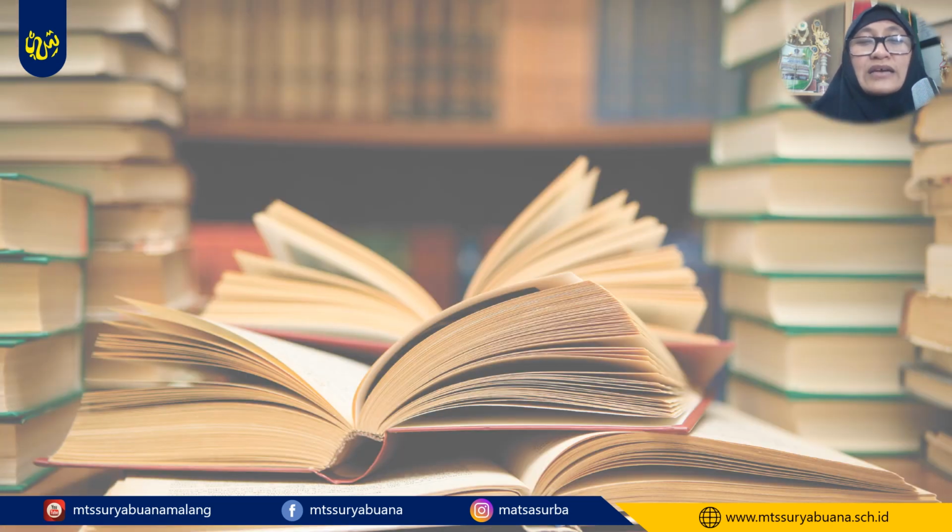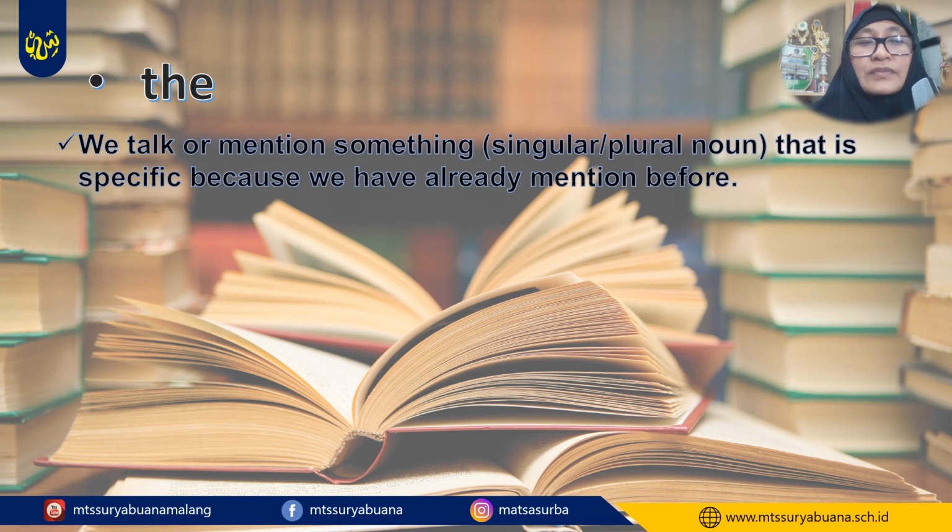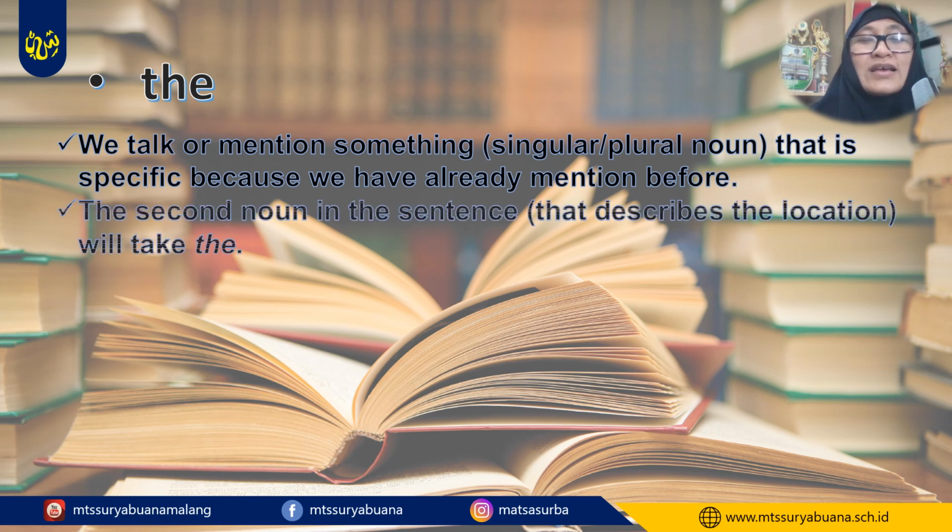Okay, now let's continue with the use of the. The article the here is used when we talk or mention something, both singular and plural, that is already specific because we have mentioned it before. Also, the second noun in the sentence that describes the location, like what we have in the example before.